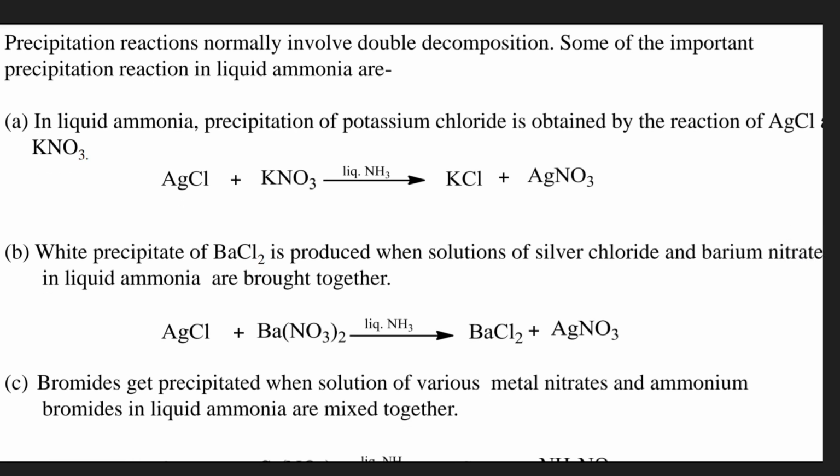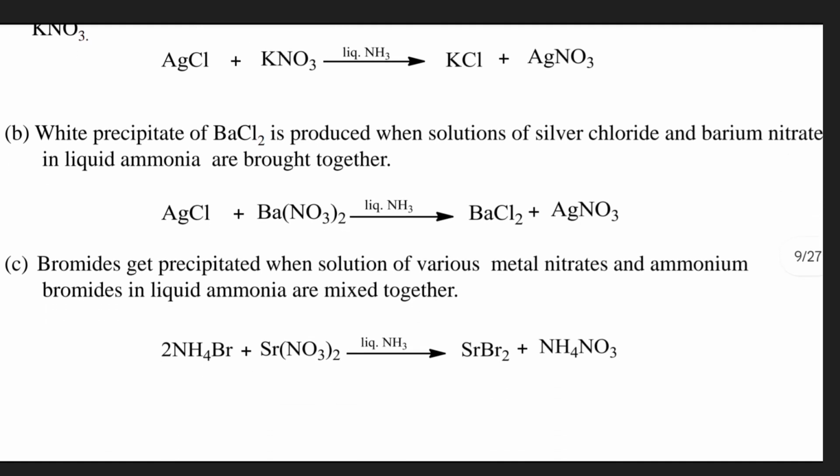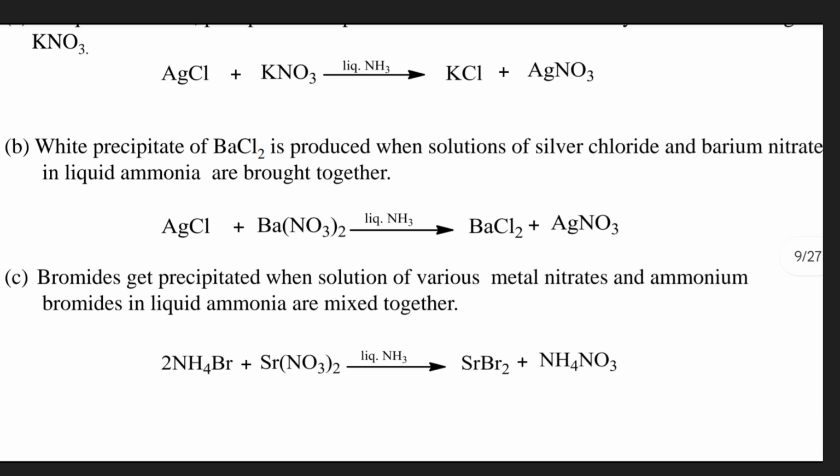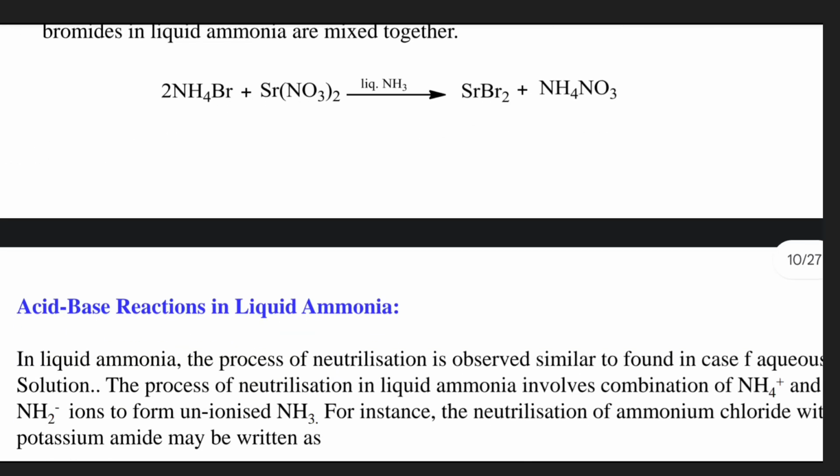B. White precipitate of barium chloride is produced when solutions of silver chloride and barium nitrate in liquid ammonia are brought together. So, silver chloride plus barium nitrate in the presence of liquid ammonia gives barium chloride plus silver nitrate. C. Bromide gets precipitated when solutions of various metal nitrates and ammonium bromide in liquid ammonia are mixed together.